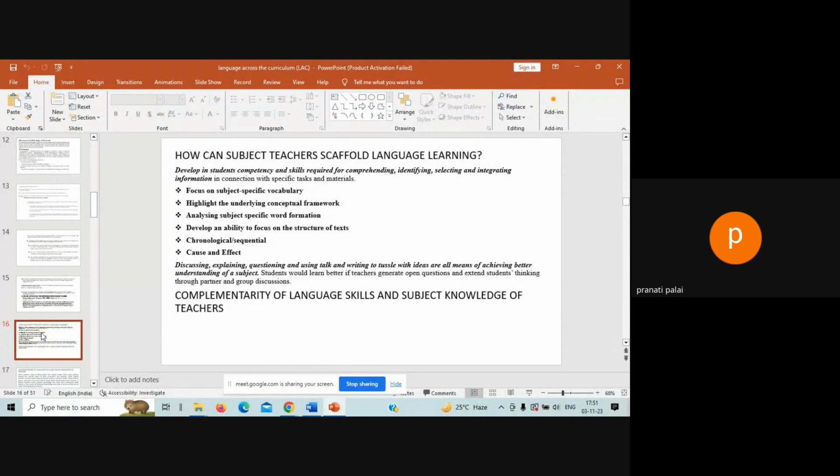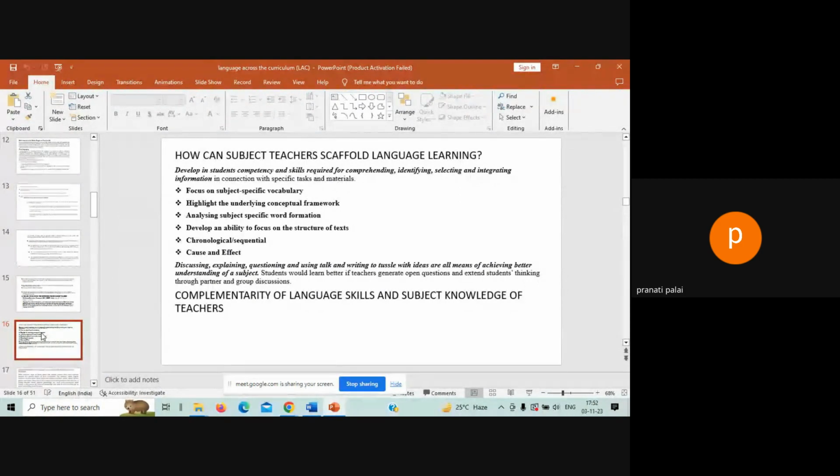Highlight the underlying conceptual framework, analyze subject-specific word formation, and develop an ability to focus on the structure of text. It should be chronological and sequential. This is most important. If you are using language in a particular way, moving from one part to the other, and we are not in a proper order or sequence, then there is a chance that a misconception will be created in the mind of the child. So we must follow a chronological order or sequence when we are dealing with the language classroom.